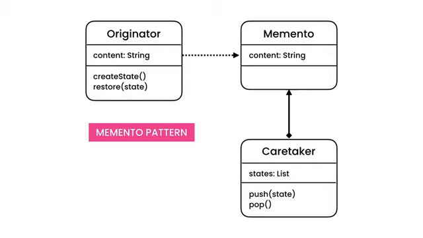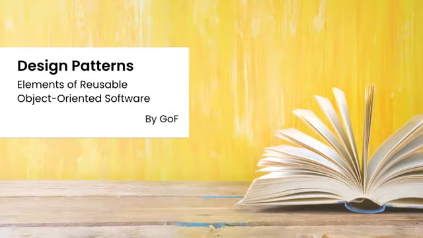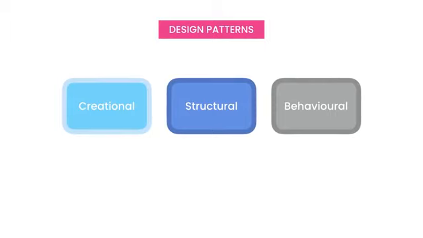Now, in this series, we'll be exploring 23 design patterns that were originally documented in the 90s in the book called Design Patterns: Elements of Reusable Object-Oriented Software. The book was written by 4 authors that are known as Gang of 4. So quite often we refer to these patterns as Gang of 4 patterns. The Gang of 4 patterns include 23 design patterns in 3 categories: creational, structural, and behavioral.